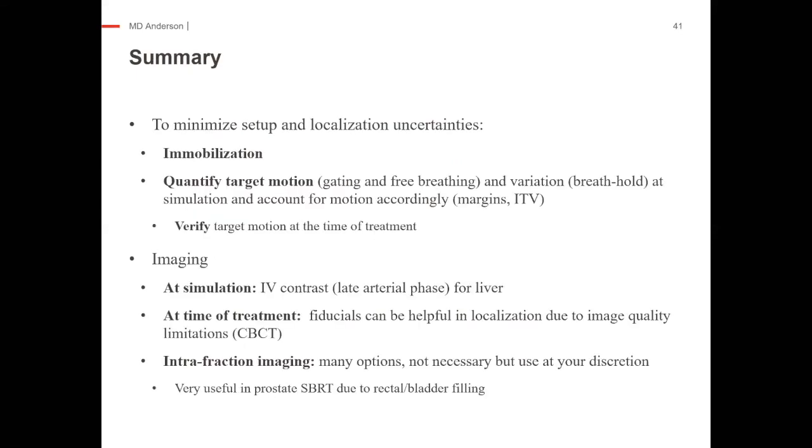So I'm just going to summarize what we've talked about here. So we started with our setup and localization uncertainties. Immobilization is your first step. You need to have good immobilization. Then you need to quantify that target motion.